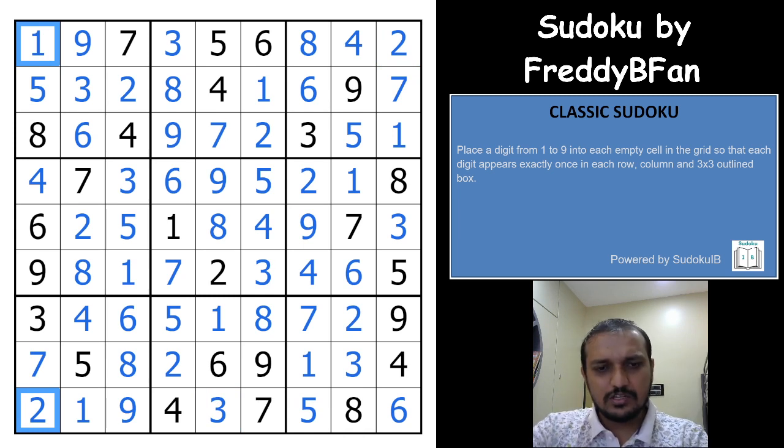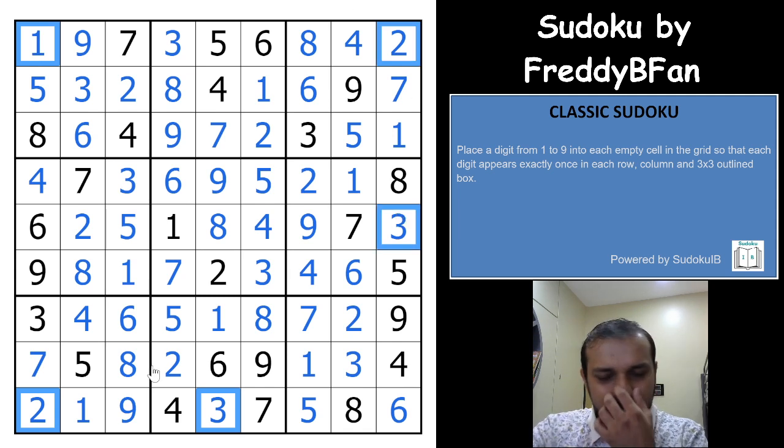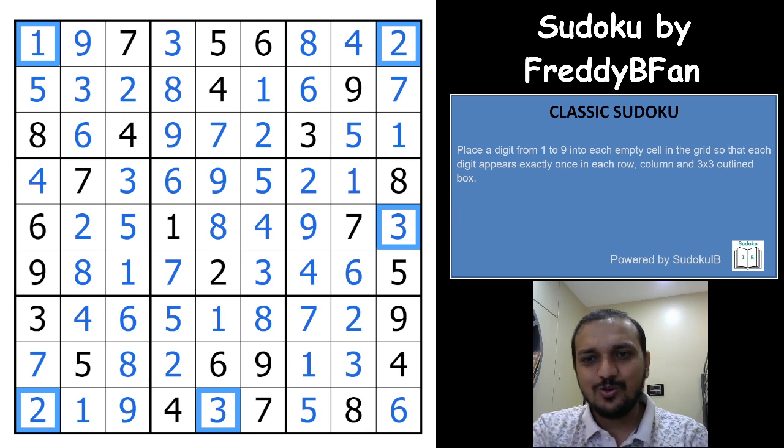And then we found that it is actually nothing but an X chain, a long X chain starting from this cell and then that goes till this cell, right? The five cells long chain. Amazing logic, amazing Sudoku by FreddyBFan. So I really thank the author for such a wonderful Sudoku.